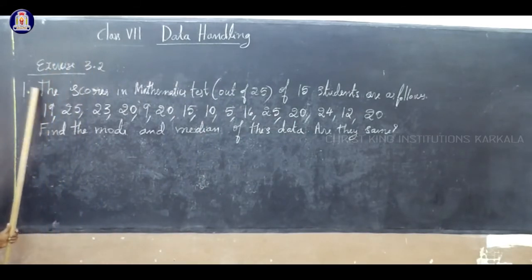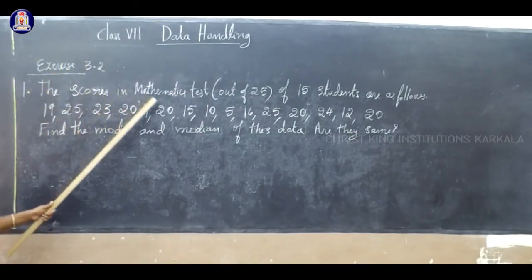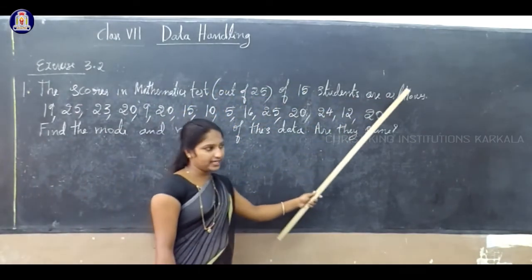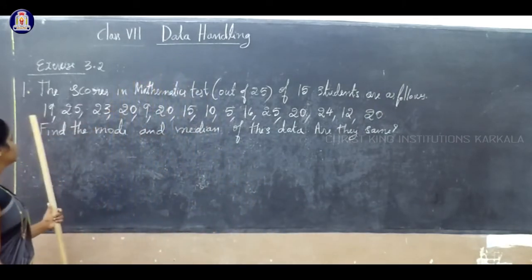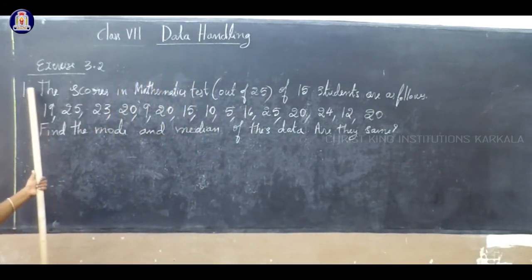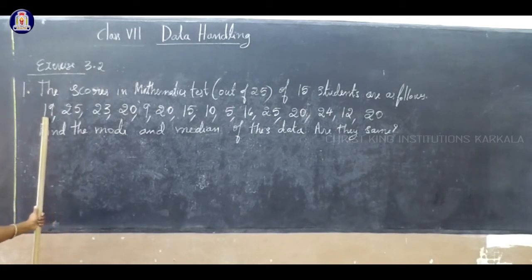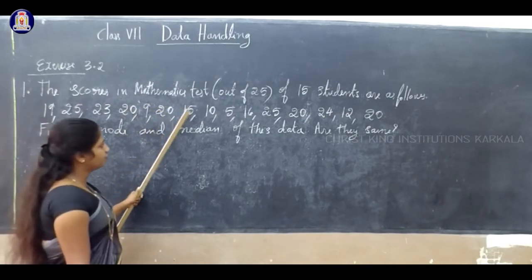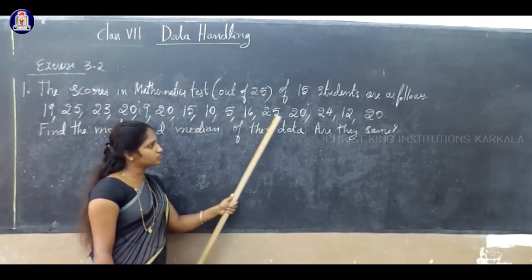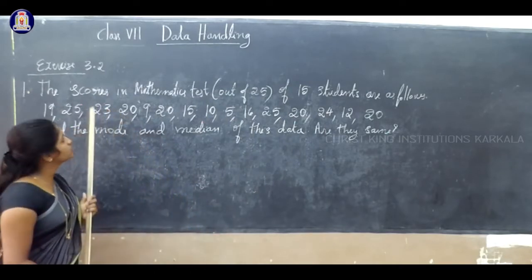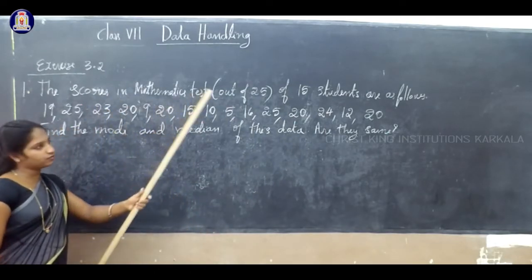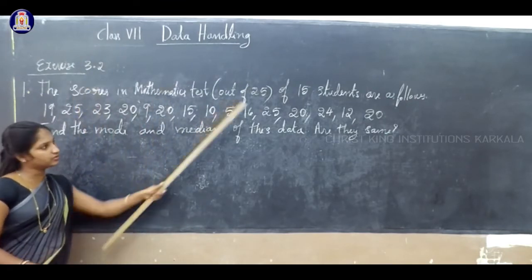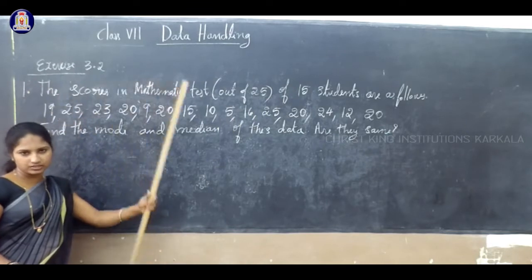The next question. See in the next exercise: the scores of a mathematics test out of 25 of 15 students are as follows. Now see, the scores are given like this: 19, 25, 23, 29, 20, 15, 10, 5, 16, and so on. These are the scores of the mathematics test out of 25. Clear? So there are 15 students, and they scored this much marks.